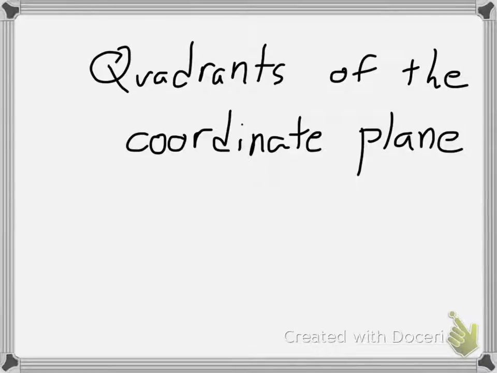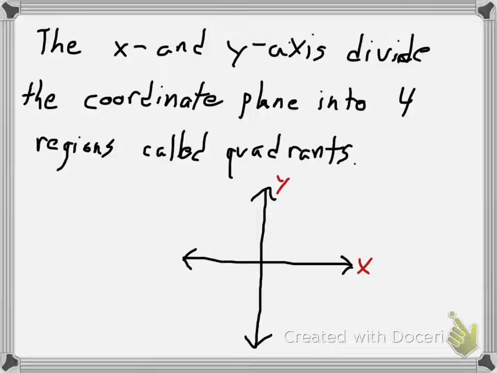Okay, for this video we're going to be looking at the quadrants of the coordinate plane. Before we started looking at the coordinate plane, we started looking at graphing different points or coordinate pairs based on the xy values. Today we're going to be looking at something called quadrants. The x and y axis divide the coordinate plane into four regions called quadrants.